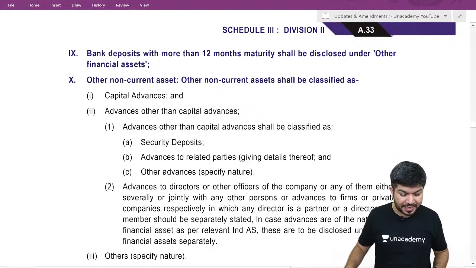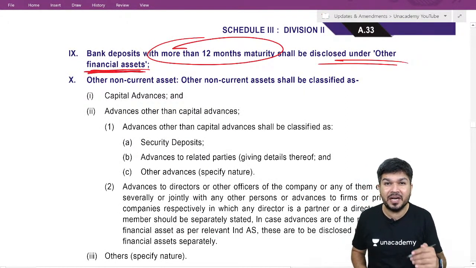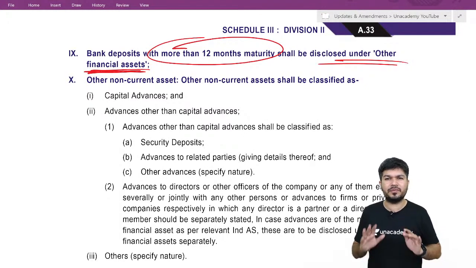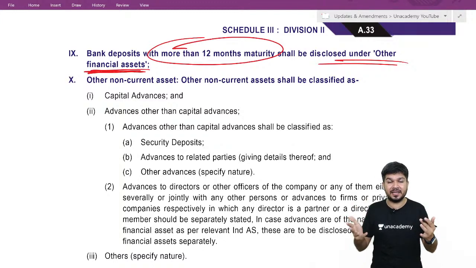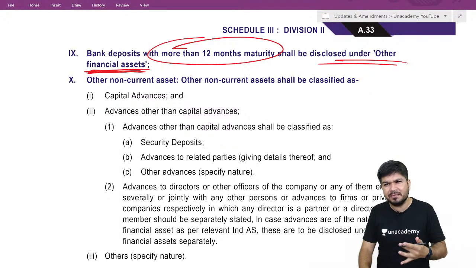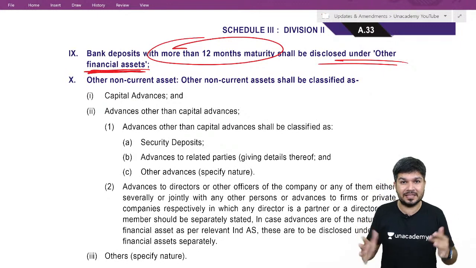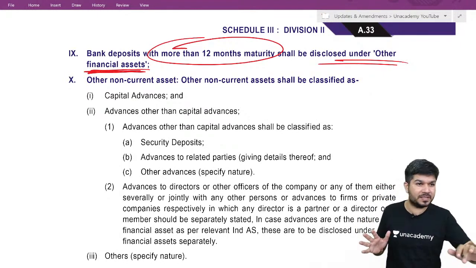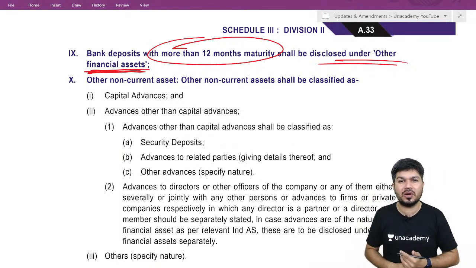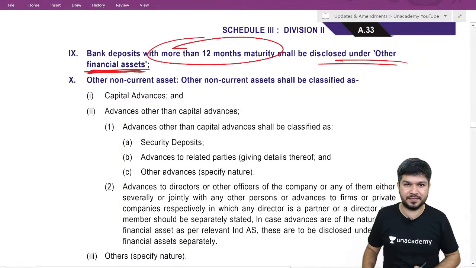Next, bank deposits with more than 12 months maturity will come under other financial asset under non-current asset. Non-current asset ke andar other financial. I told you, if the question is silent, any FDs are there, they are treated as non-cancelable. Cancelable always they are cash and cash equivalent. But if nothing is given, they treat it as non-cancelable. Non-cancelable up to 3 months is cash and cash equivalent. 3 to 12 months is other bank balance. More than 12 months, non-cancelable will come under your other financial asset, under your non-current asset.